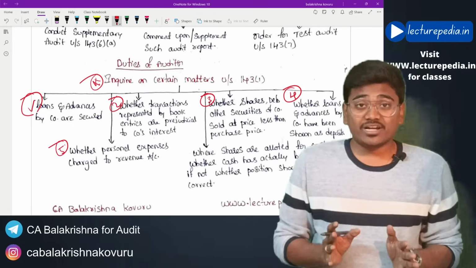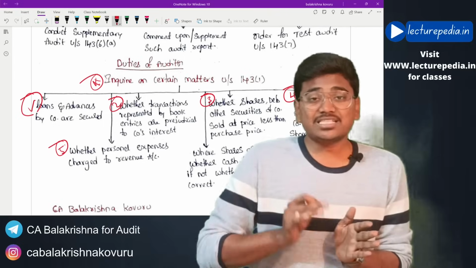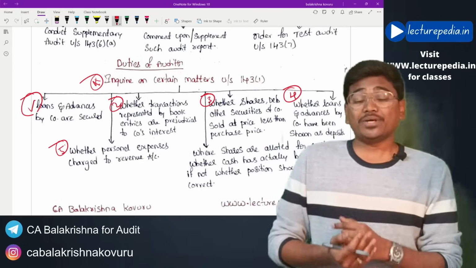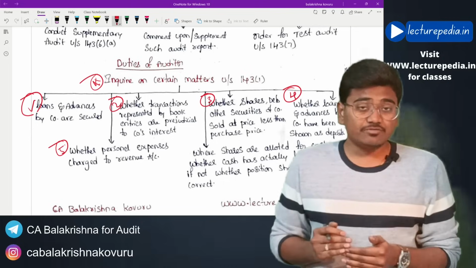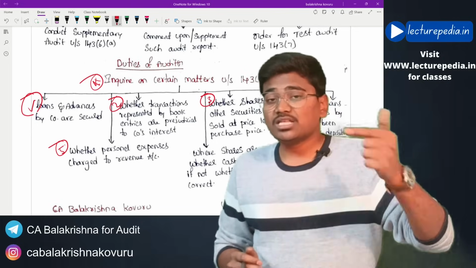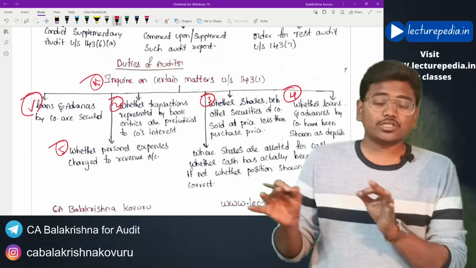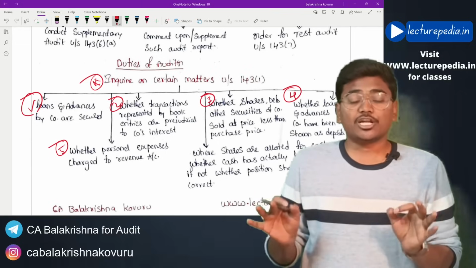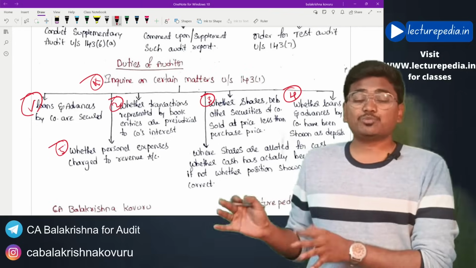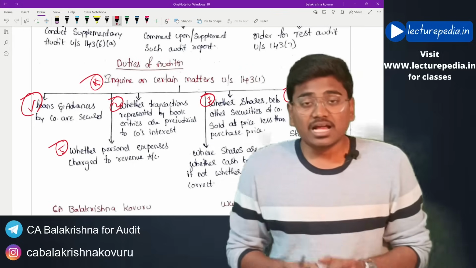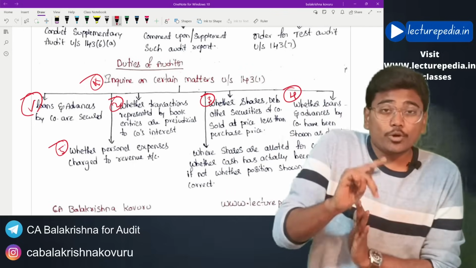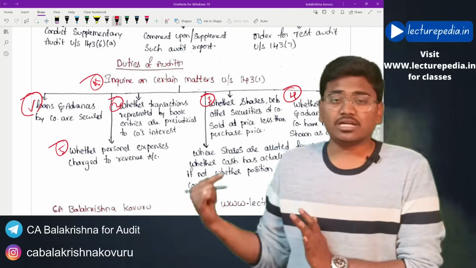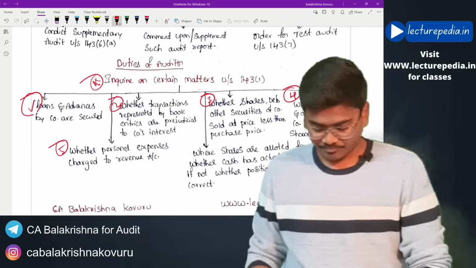And finally, if during the year any shares have been allotted for cash, whether such cash has actually been received. If not received, whether the position that is shown in the financial statements is correct or not. This has to be reported by the auditor. These are the 6 points that have to be inquired as per section number 143 subsection 1, and they have to be reported only if there is any negative comment regarding these aspects.